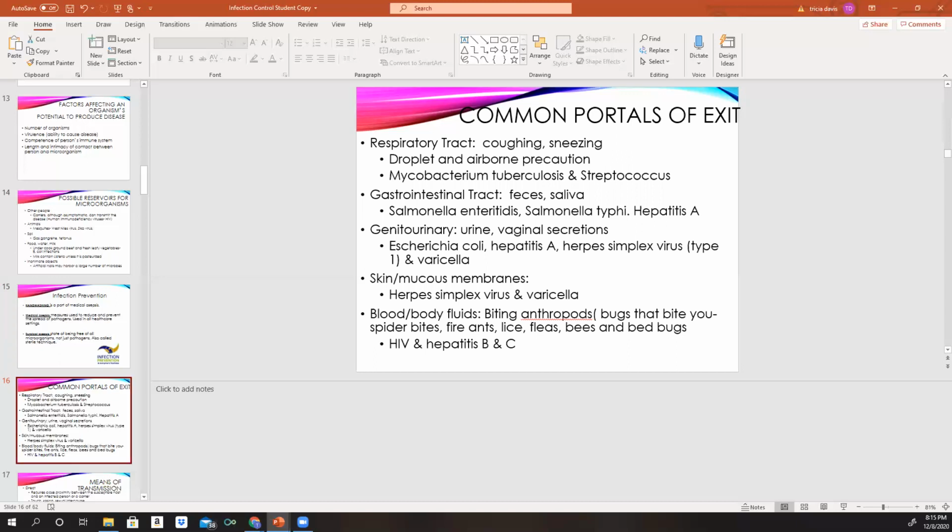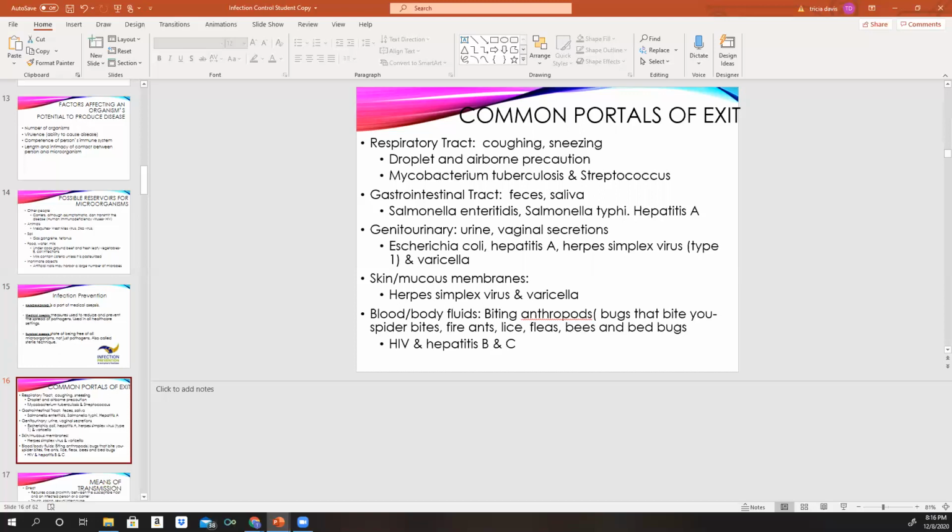We have the gastrointestinal tract. Common portals of exit are feces and saliva, and that can spread Salmonella enteritis and Salmonella typhi, and also hepatitis A. Then we have the genitourinary tract, which is your urine and vaginal secretions. That can spread E. coli, hepatitis A, herpes simplex virus, and varicella. Then you have your skin and mucous membranes, which again could spread herpes simplex and varicella.